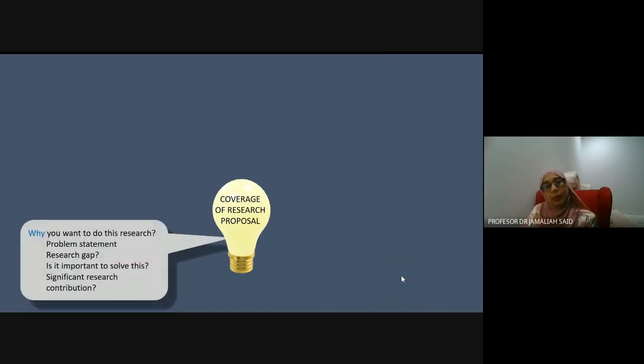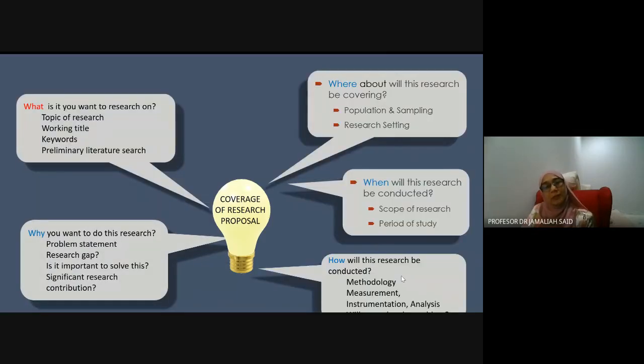So basically, a research proposal must be able to answer 5 main questions. What are the questions? What, why, where, when, and how? What? What is the topic that you want to cover actually? What is the objective of your study? Okay, that is the working title of your research.